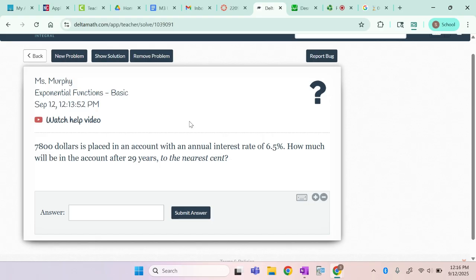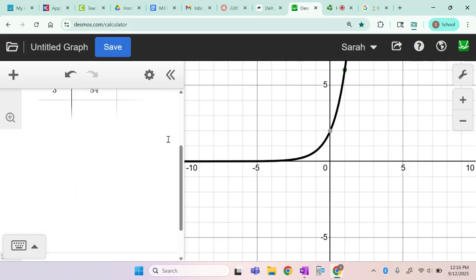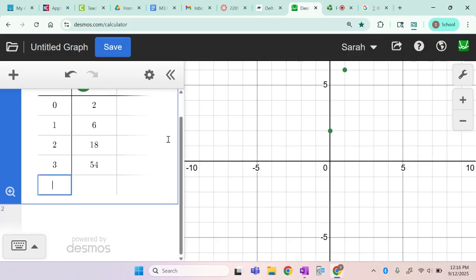Now, it did not ask us to find the function. What did it ask us to do? Find how much is in the account after 29 years to the nearest cent. So literally, all we got to do is take this and put it in our calculator exactly as we see it to get a number. All right. So since I have Desmos up, I'm going to put it into Desmos. You can put it in your TI. It'll work either way. Just make sure you type it in exactly as you see it.